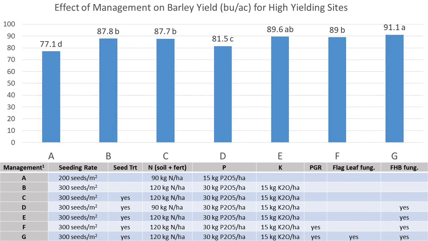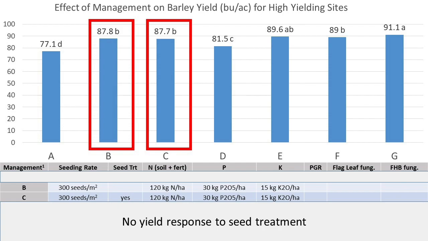To work out what barley yield was and wasn't responding to, we need to make some specific comparisons. Comparing management B with C shows us there was no response to seed treatment. I'm not surprised, even with the high-yielding group, because conditions were not cold and wet at seeding, which would have been more conducive to seedling-borne disease.